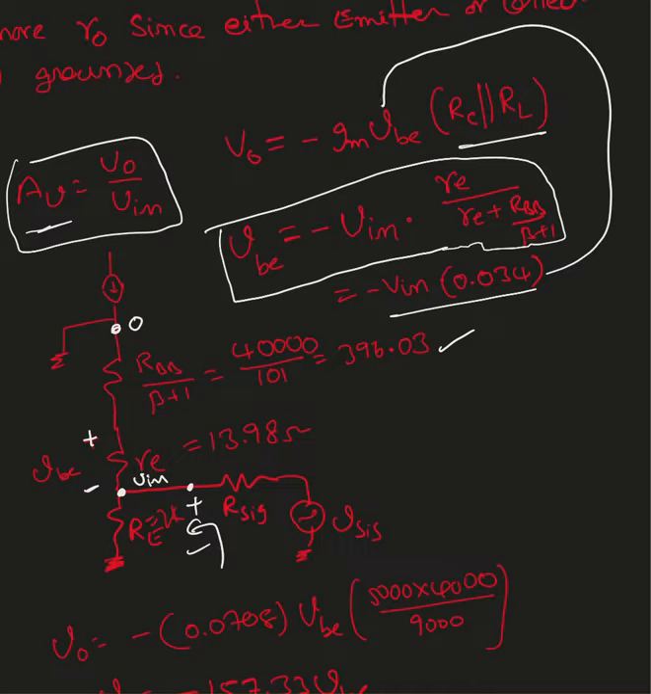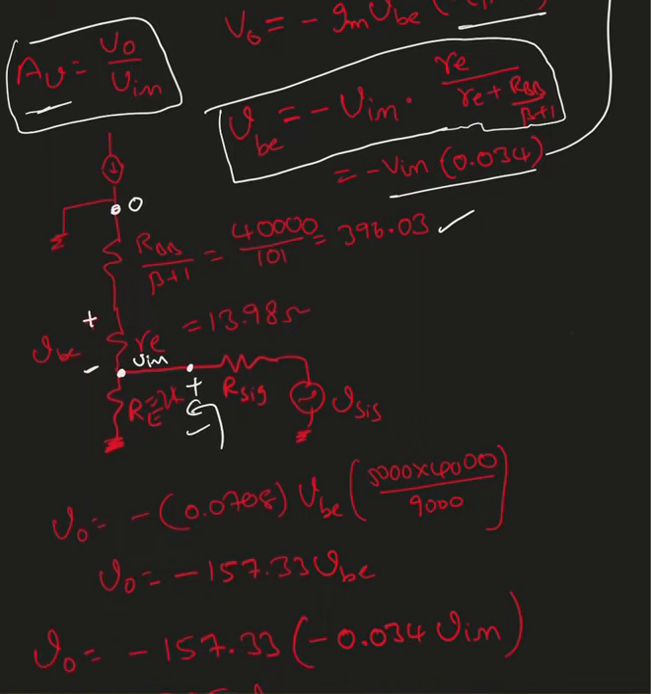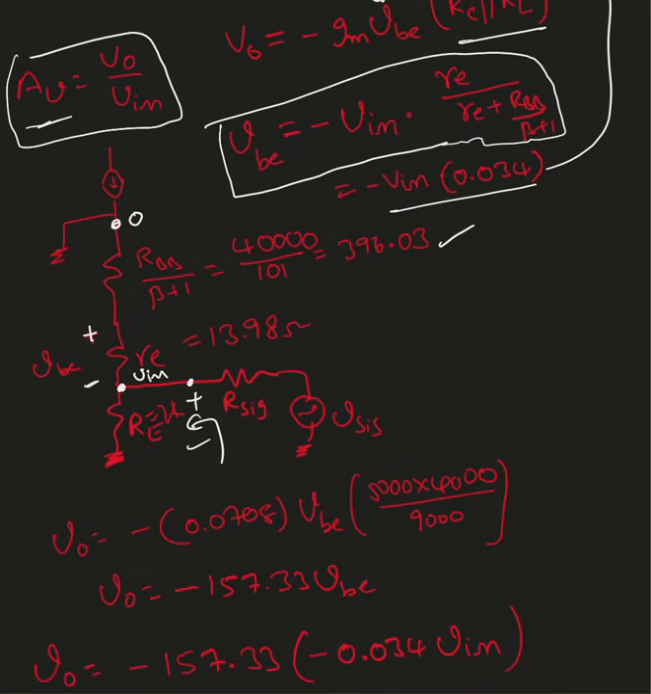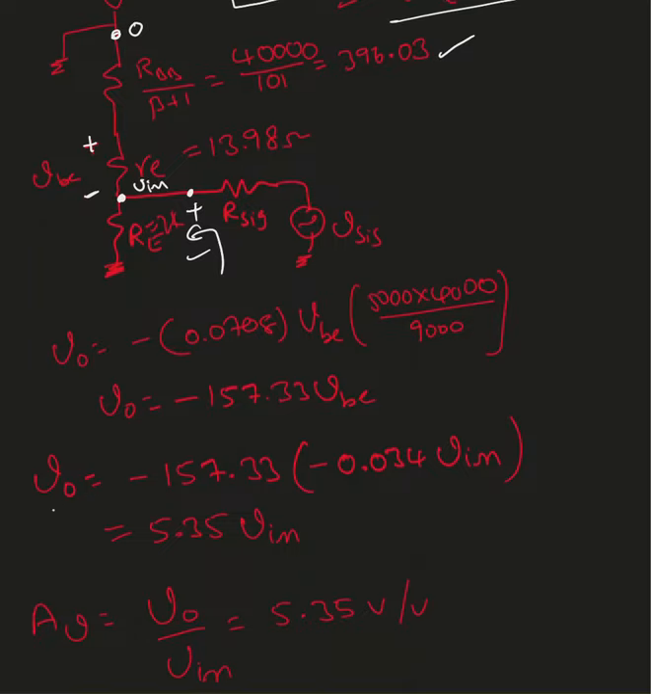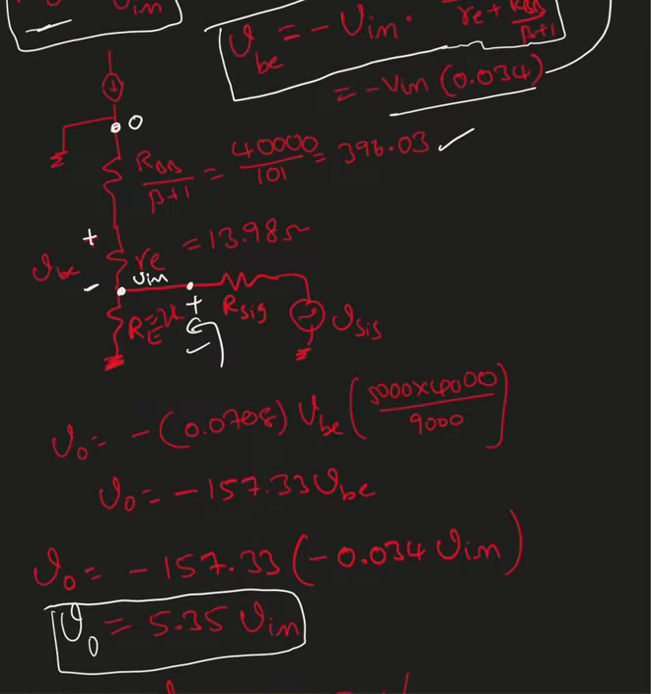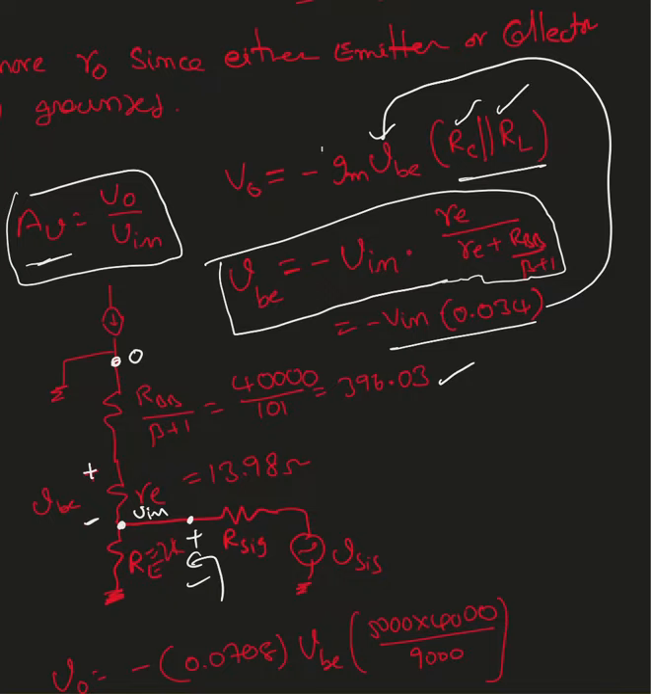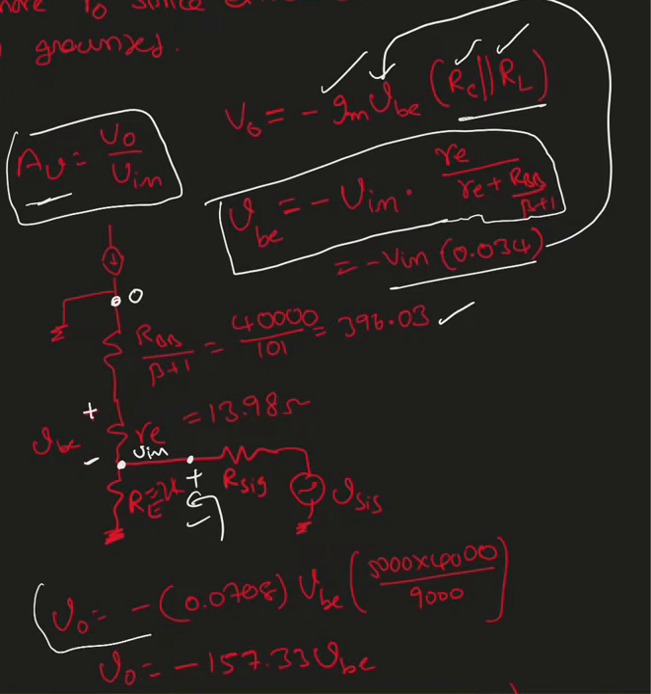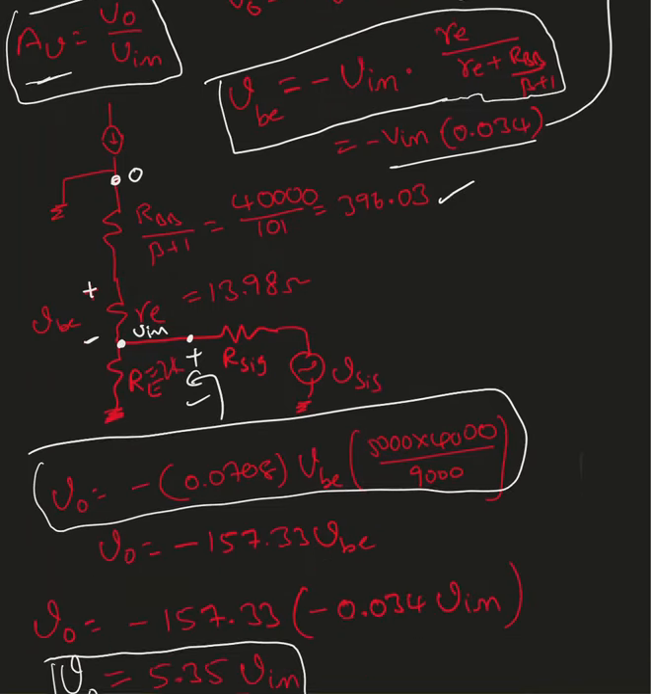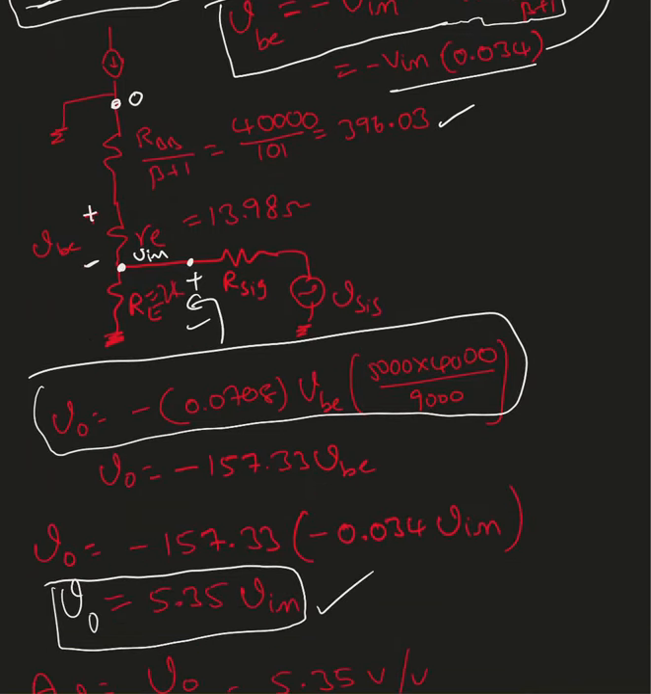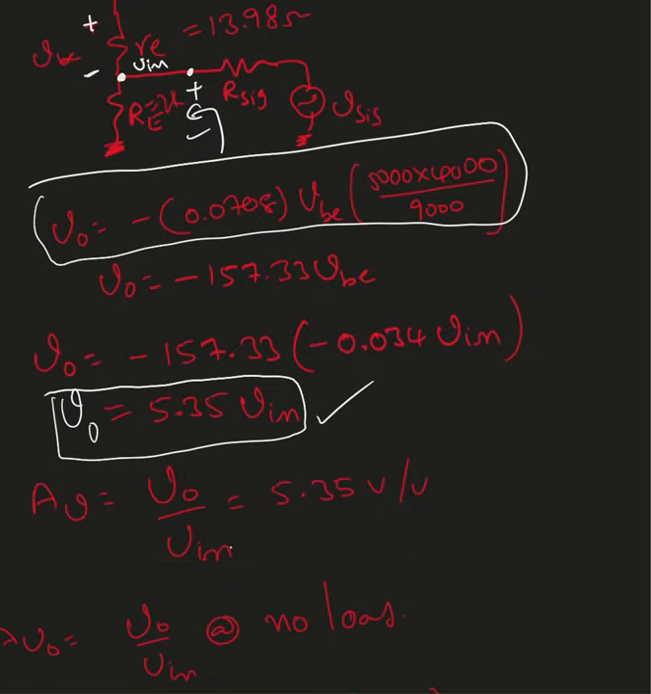I'm going to substitute it here. Once I substitute it, I end up with V0 equal to 5.35 Vn. Please verify calculations. All I did was substitute all the values: RC value, RL value, gm value, and that's what is shown here. Then I substituted the VBE value, so I end up with V0 equal to... so the AV is nothing but V0 over Vn, which is 5.35 volt per volt. That is the gain. So the gain is only about 5 times higher than the input.